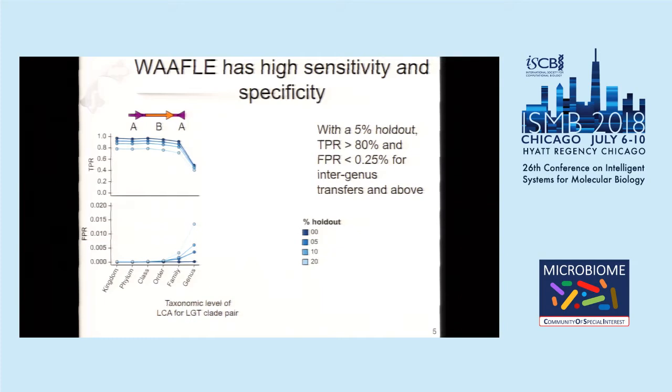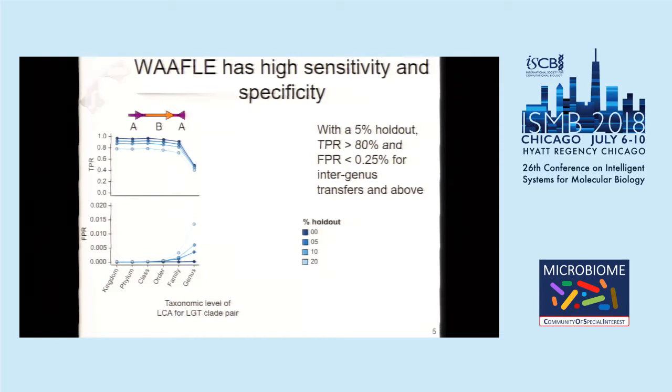So to validate our tool, what we did was to generate synthetic contigs. So here is an example of that. We'd have a 3-gene contig with two organisms, A and B. A and B can differ at, say, the same kingdom, so the last common ancestor is the kingdom, but they're interphylum transfers, all the way down to where they share the same genus, but they're interspecies lateral gene transfer contigs.